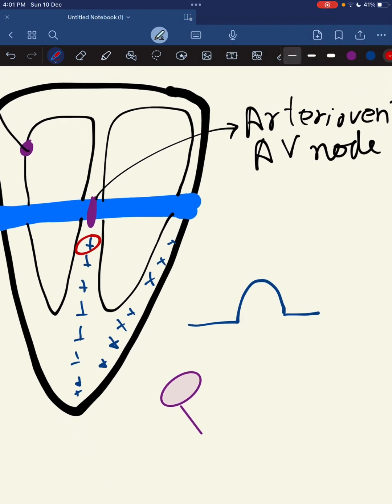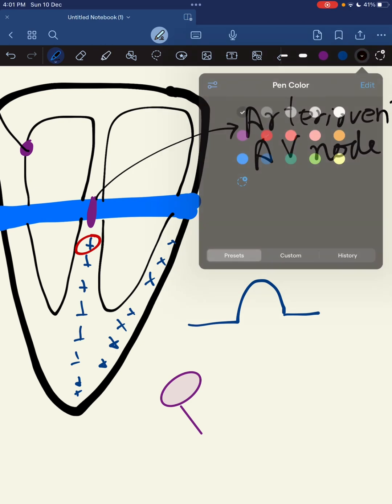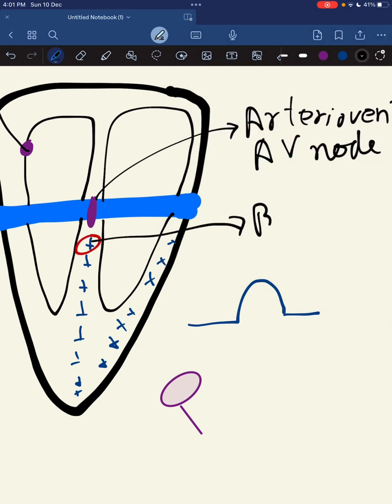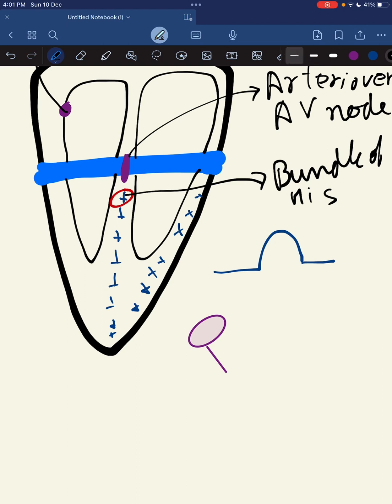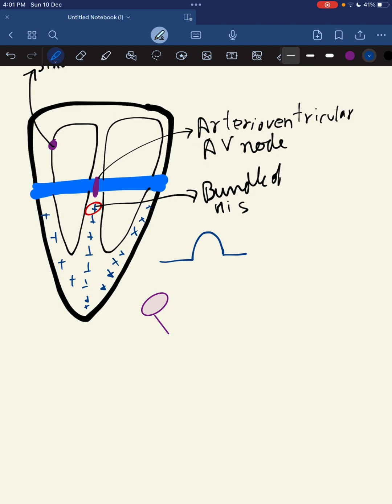So this part is the bundle of His. See, the AV node will send positive charge first to the left side, and then it will send the positive charge toward the right side. The bundle of His will send a wave of positive charge in a manner like this on the left side.